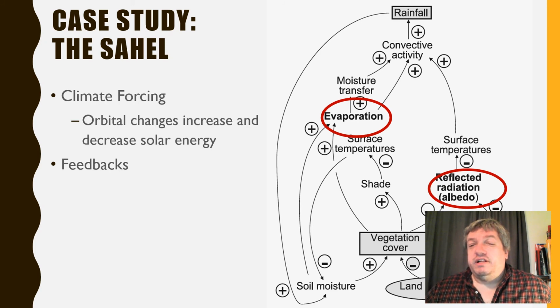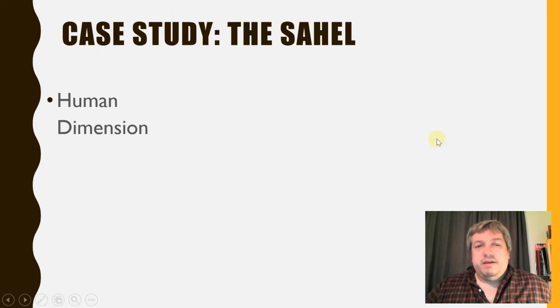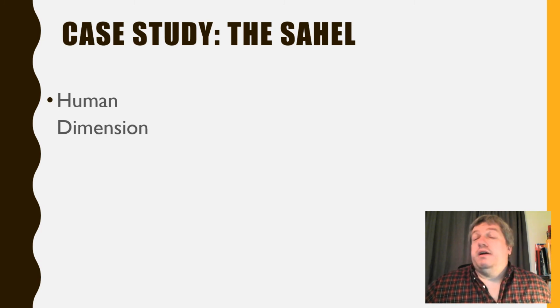If it's cooler, it allows for less evaporation, which means that the rain stays, the ground stays wetter, and allows more vegetation to grow, which reduces the albedo, which allows for even less evaporation. So you start this whole feedback we talked about. The climate forcing starts the feedback. And so the Sahel got wetter.